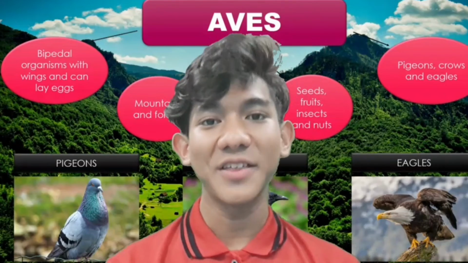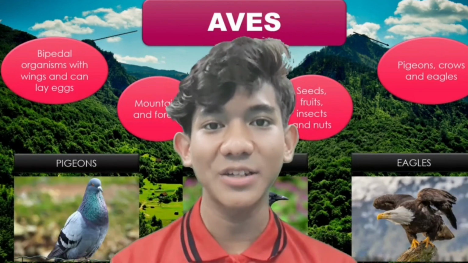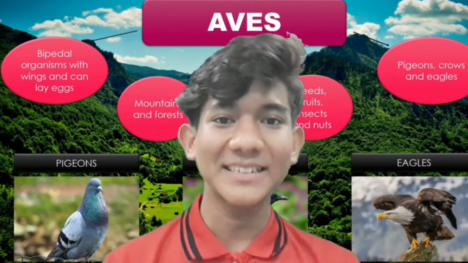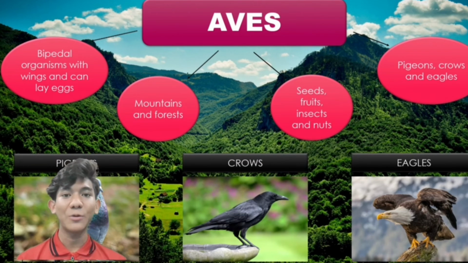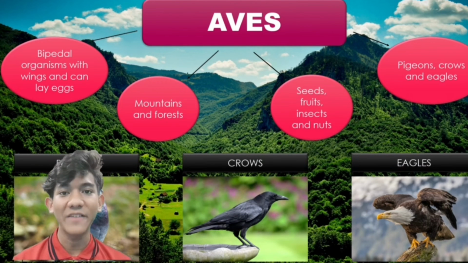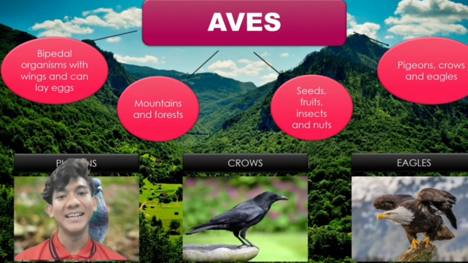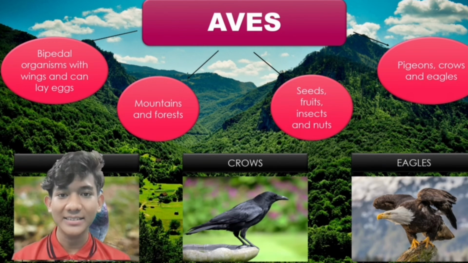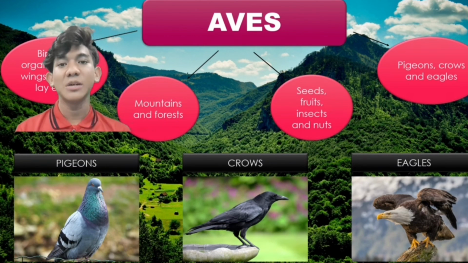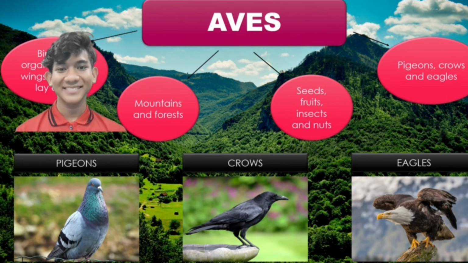And now, the fifth subcategory of gnathostomata is aves. Aves are bipedal organisms, meaning they walk on two legs. They also have wings and can lay eggs. They usually live in the highest of the mountains and forests. They love to eat seeds, fruits, insects, and nuts. And as you can see, some of the examples are pigeons, crows, and eagles.